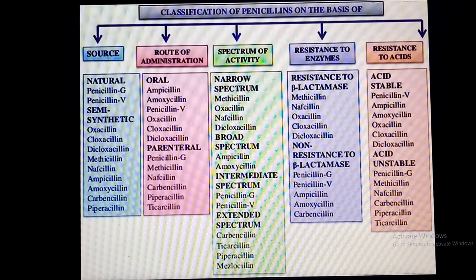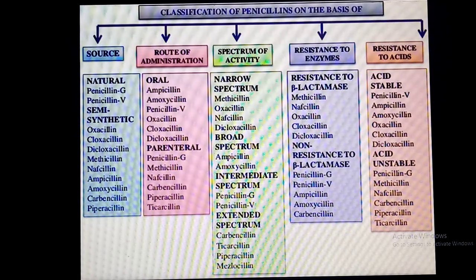While in broad spectrum antibiotics, there are ampicillin and amoxicillin. So these are broad spectrum antibiotics, which means they have a strong penetrating power. They can kill a wide range of microorganisms. While in intermediate spectrum, penicillin G and penicillin V are the classical examples.